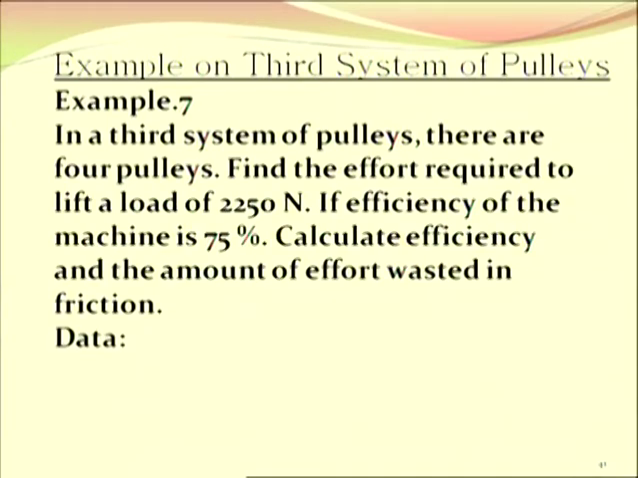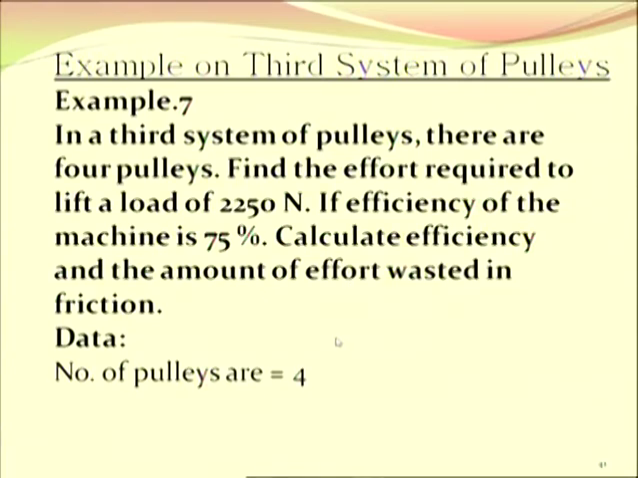So here we have the data that is provided. In this data, the third system of pulley is given and the number of pulleys, 4, is also given. Effort is required to be obtained, and the load of 2250 Newton, that is W, is given. Efficiency is also given. So here the number of pulleys is 4.